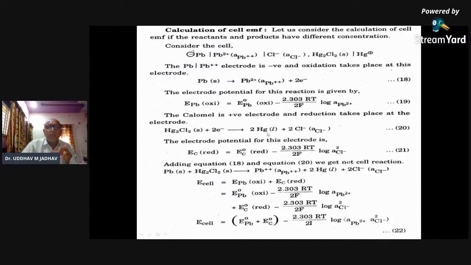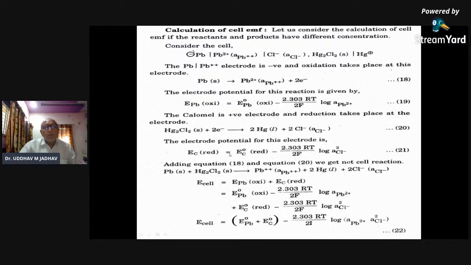And we have seen just now that the activity of pure solids and liquids at 25 degrees centigrade are always taken to be 1, and for that purpose here we have not written the activity of Hg and the activity of this, because this is a pure solid, this is a pure liquid, and for that their activities are 1, and that's why here only the activity of chloride ion will be there.